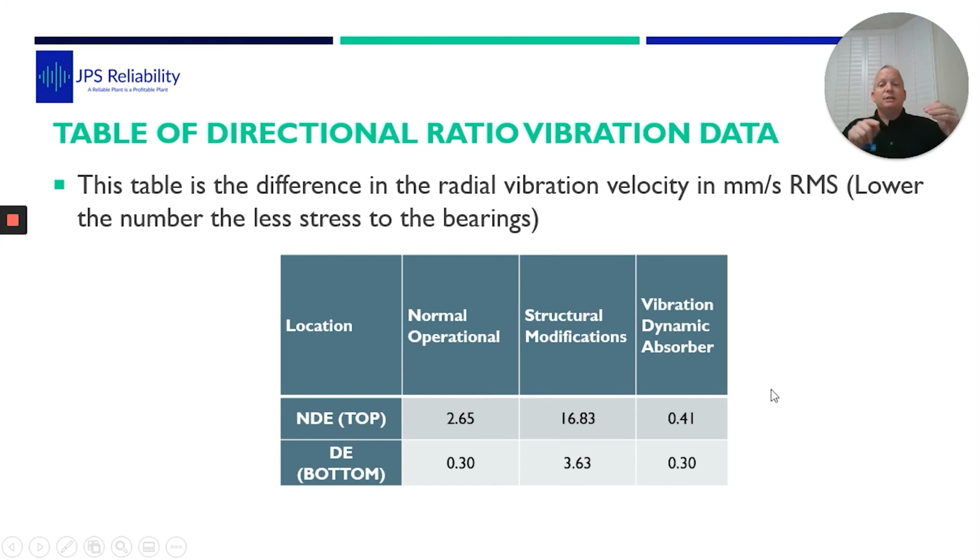This one here shows you the radial. So what we've done is we ratioed it up. So if it is 0, it means the shaft is dead still. So we don't want this motor to whip and stress the bottom bearing. So under normal operation, we had a ratio of 2.65 at the top. Structural modifications, the top one is a 16.83 and 3.63 at the bottom. With a dynamic vibration absorber, the actual bottom motion is the same, 0.3, but now the top is 0.4. So now that shaft is running nice and sweet. She's rotating really lovely. So it's not whipping at the top, which is going to stress out the bottom bearing.